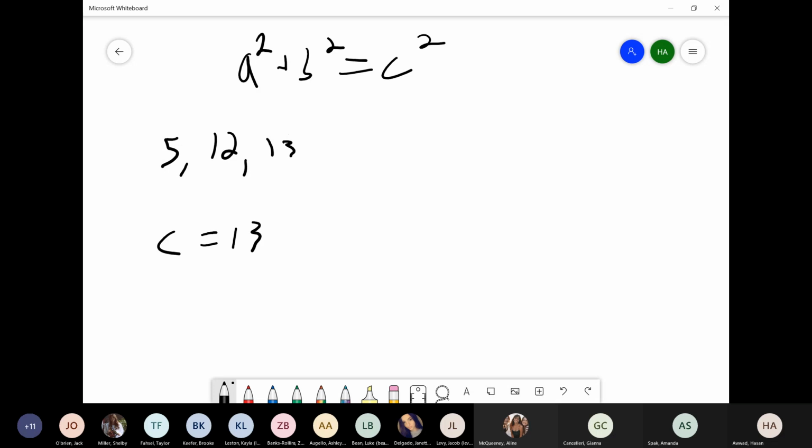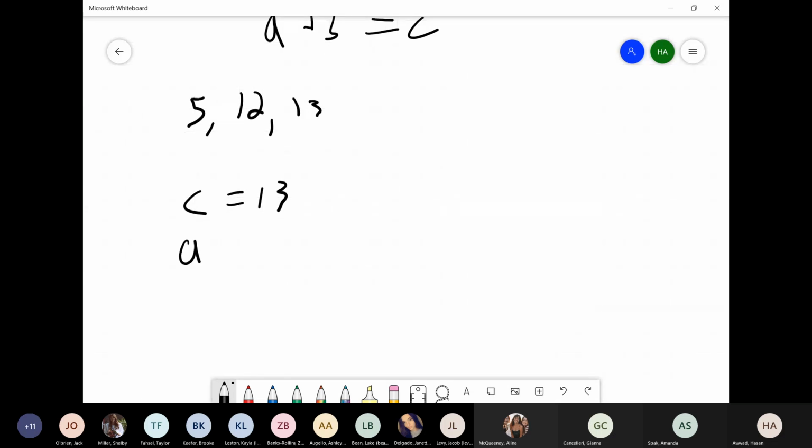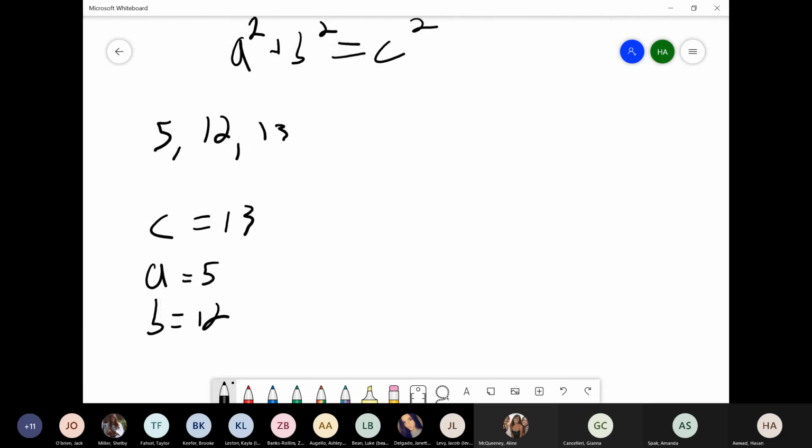It doesn't matter because you're going to be squaring them and adding them together anyway. So as a result, it really shouldn't matter which one you pick. In this case, I'm just going to make A equal to 5 and B equal to 12. So now all there's left to do is just plug in and see if this checks out.